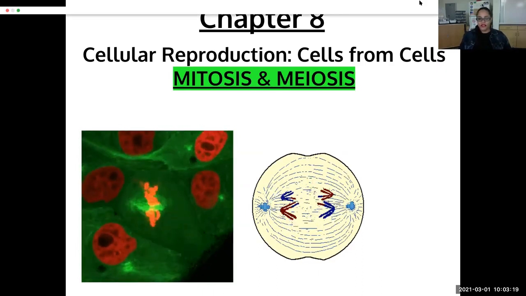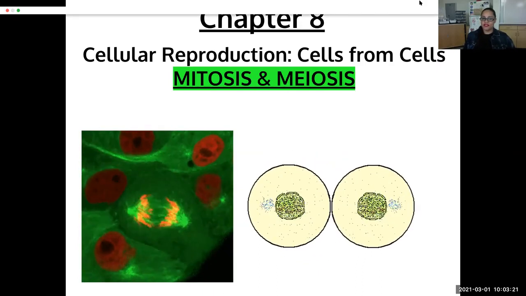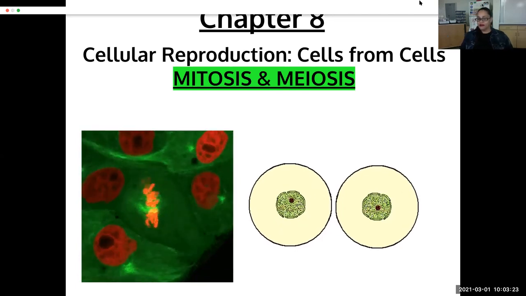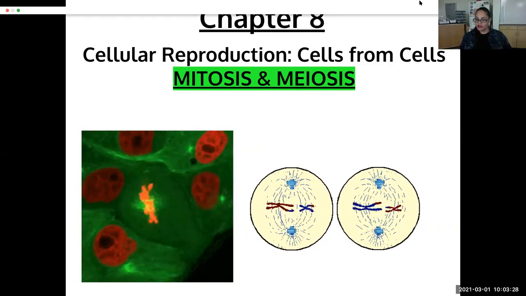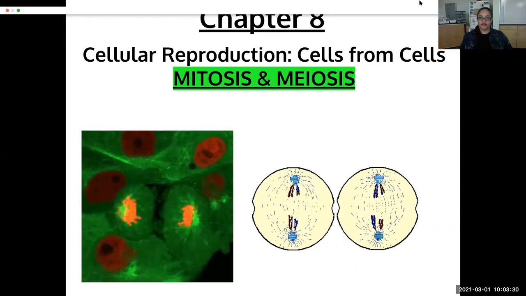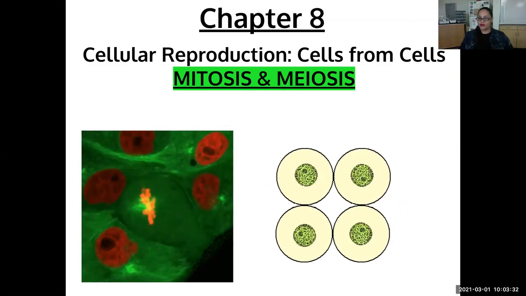All right, our chapter today is about mitosis and meiosis. Mitosis is happening on the left, meiosis is happening on the right. We will talk about the details of each as we go through.